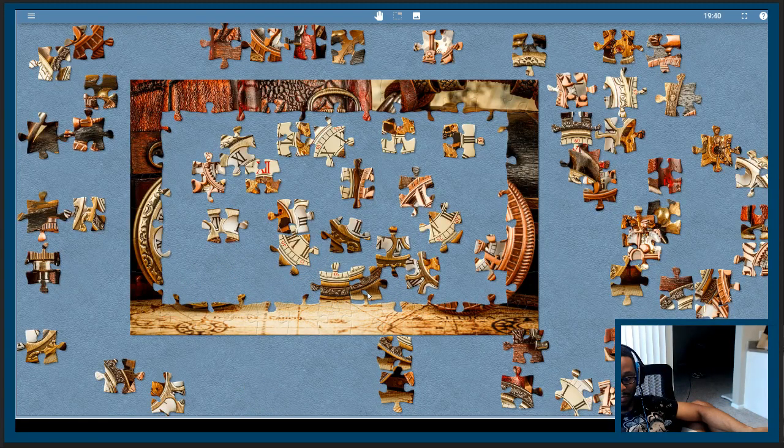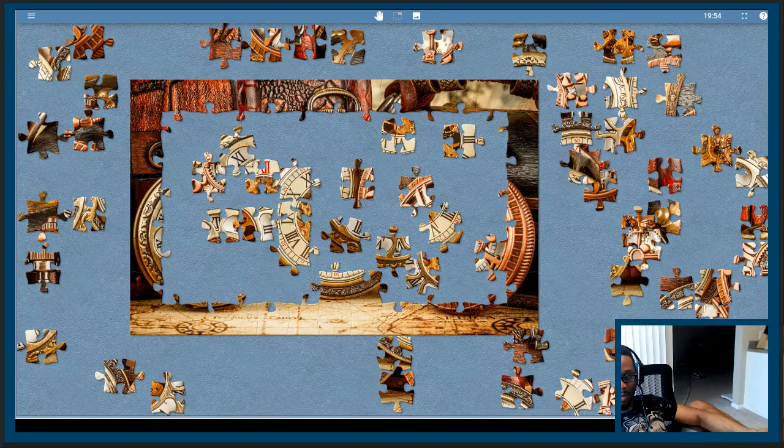Maybe this. There's one more clock I'm not accounting for, so it must be right here. And this one must go here, and this one must go here.